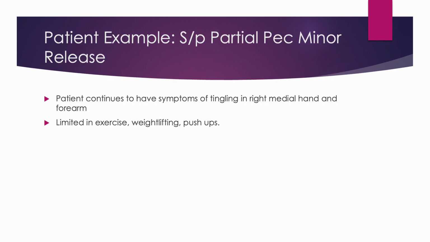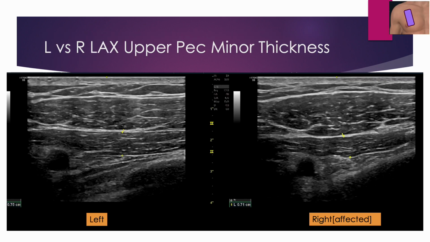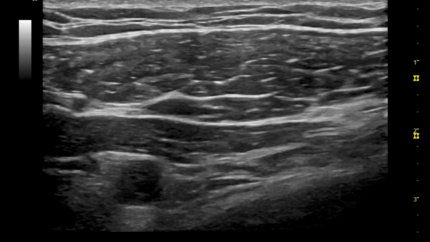This is a patient example of a patient having recurrent pain status post partial pec minor release, as well as injection with botulinum toxin. Thickness measurement of the pec minor muscle on the left side compared to the affected side on the right side, status post Botox injections, as well as partial release, reveal very close thickness with 0.75 centimeters on the left and 0.71 centimeters on the right.